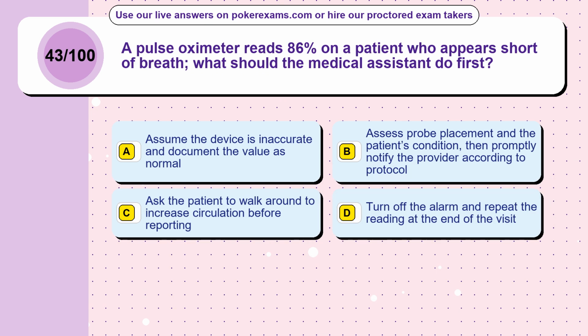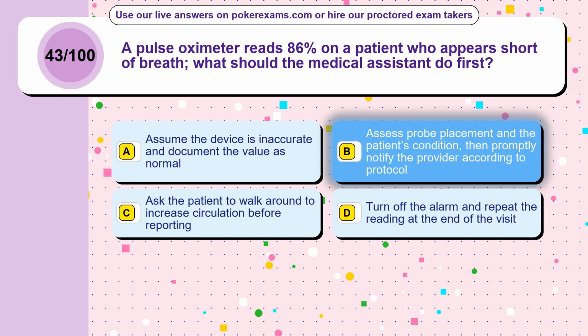Question 43. A pulse oximeter reads 86% on a patient who appears short of breath. What should the medical assistant do first? Option A. Assume the device is inaccurate and document the value as normal. Option B. Assess probe placement and the patient's condition, then promptly notify the provider according to protocol. Option C. Ask the patient to walk around to increase circulation before reporting. Option D. Turn off the alarm and repeat the reading at the end of the visit.